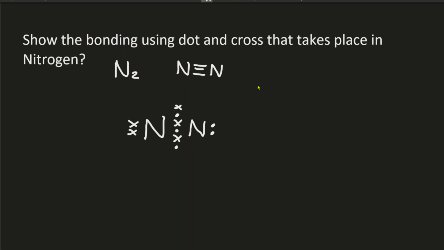You know that nitrogen is in group 5, okay? So it has 5 electrons in its outer shell. So if we just do that, I can confirm that we've got 1, 2, 3, 4, 5 from one nitrogen, and then we have 1, 2, 3, 4, 5 for the other nitrogen. Okay, and there you have it, some covalent bonding for you.